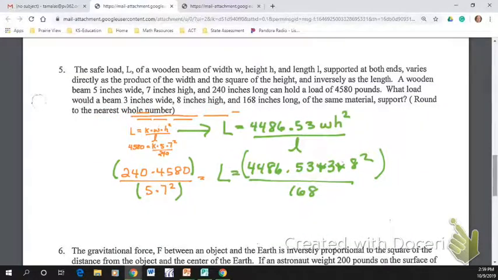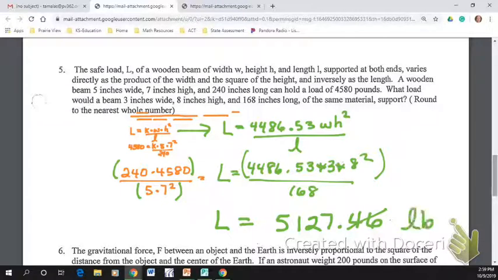30 pounds? That's it? No. That's not what I got. That's what I got. I don't know. I got 5,127.46. But you're supposed to round to the nearest whole number. Nearest whole number. What an idiot. So 5,127? Yep. Such an idiot. 5,127 pounds is what that beam can support.